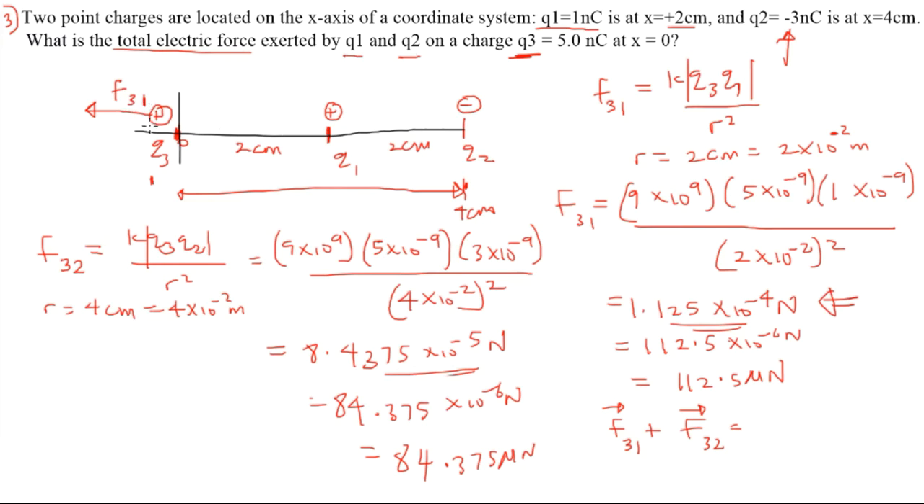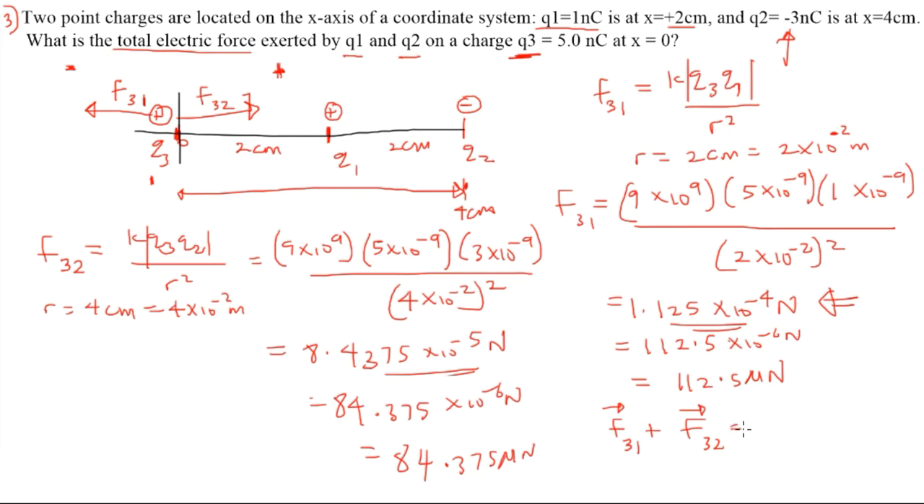Now, let's see what will happen because of charge 2. Let's say there's no charge 1 here. If I put Q3 on the x-axis, because charge 2 is negatively charged, it must be attractive. So Q3 will move towards Q2. So this is the direction of F32. Let's say this side is the positive x-axis, and this side is the negative x-axis. That means F32 is moving towards the positive x-axis and F31 is moving towards the negative x-axis.